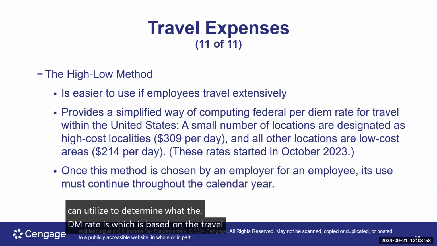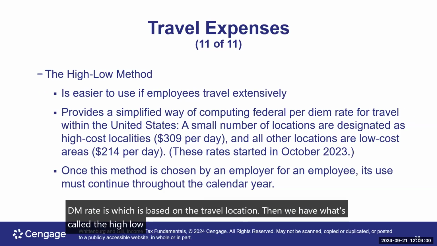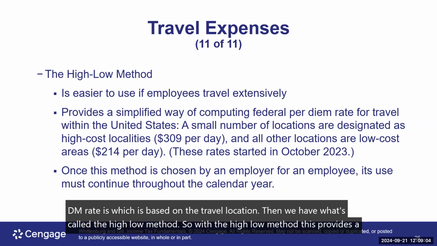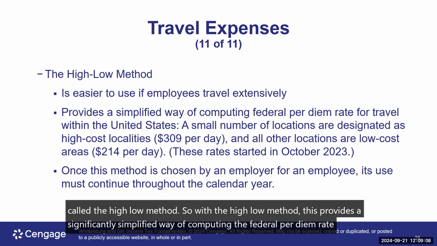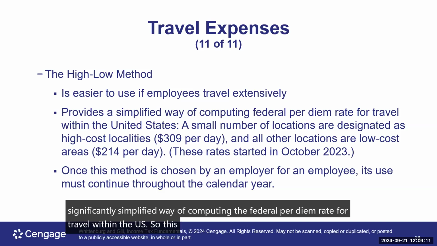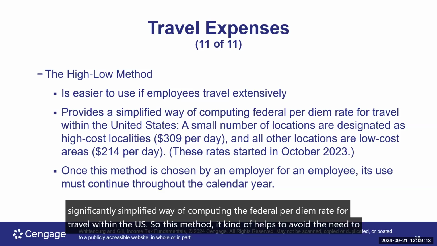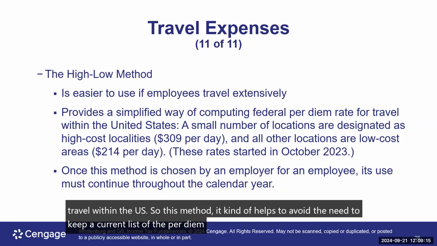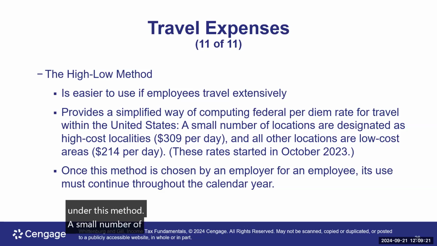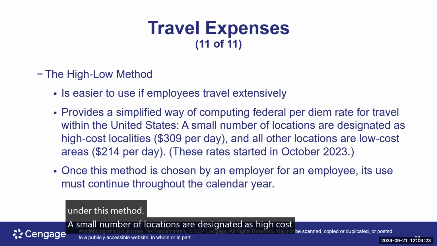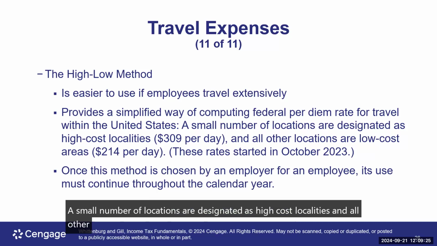Then we have what's called the high-low method. With the high-low method, this provides a significantly simplified way of computing the federal per diem rate for travel within the U.S. This method helps to avoid the need to keep a current list of the per diem rates for the localities in the U.S. So under this method, a small number of locations are designated as high-cost localities, and all other locations are deemed to be low-cost areas.